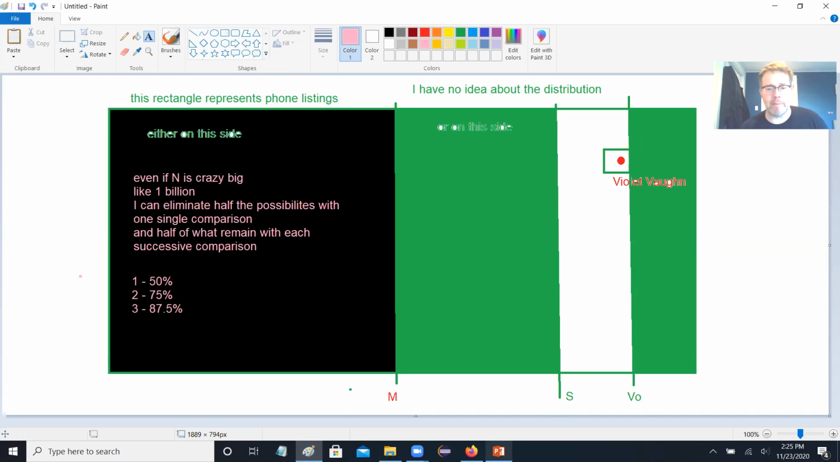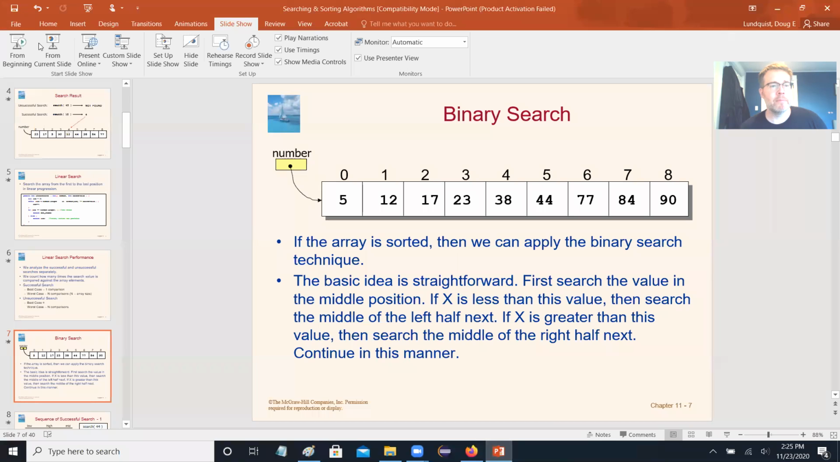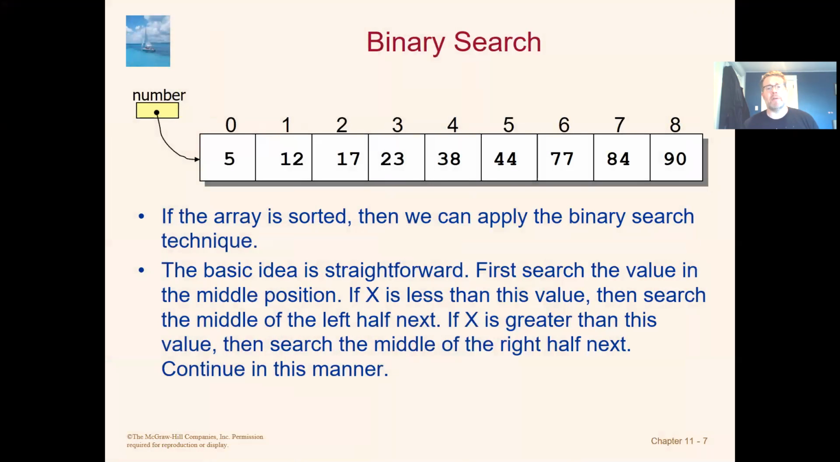All right, but let's talk about the mechanics. We're going to bounce back to the slides. So suppose this array is sorted, right? And the idea here, we search the value in the middle position, okay? We first go to the middle, index 4, right? If x, the number that we're looking for, is less than that value, then we search the middle of the left half next. Otherwise, if x is greater, then we search the middle of the right half next.